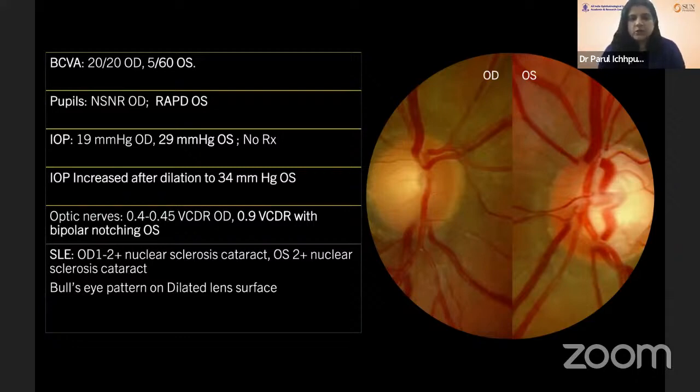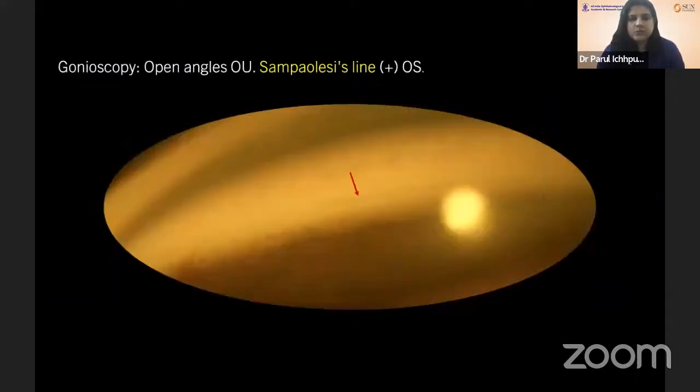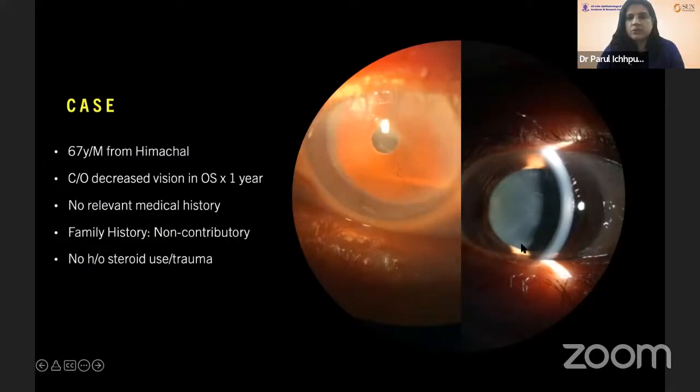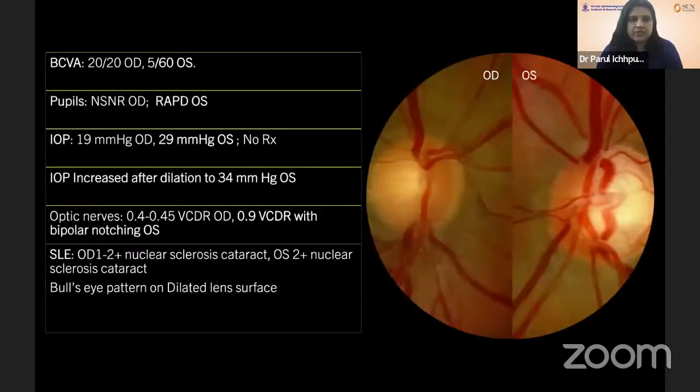The optic nerve head showed about 0.4 vertical cup disc ratio in the right eye and a significant 0.9 cupping with bipolar notching in the left eye. The slit lamp examination revealed nuclear sclerosis, which was early in the right eye, and about 2 to 3 plus nuclear sclerosis in the left eye. On the dilated lens surface, we could see the typical bull's eye pattern, and there was also some amount of scruffy deposit on the pupillary ruff, although there were no peripupillary transillumination defects.